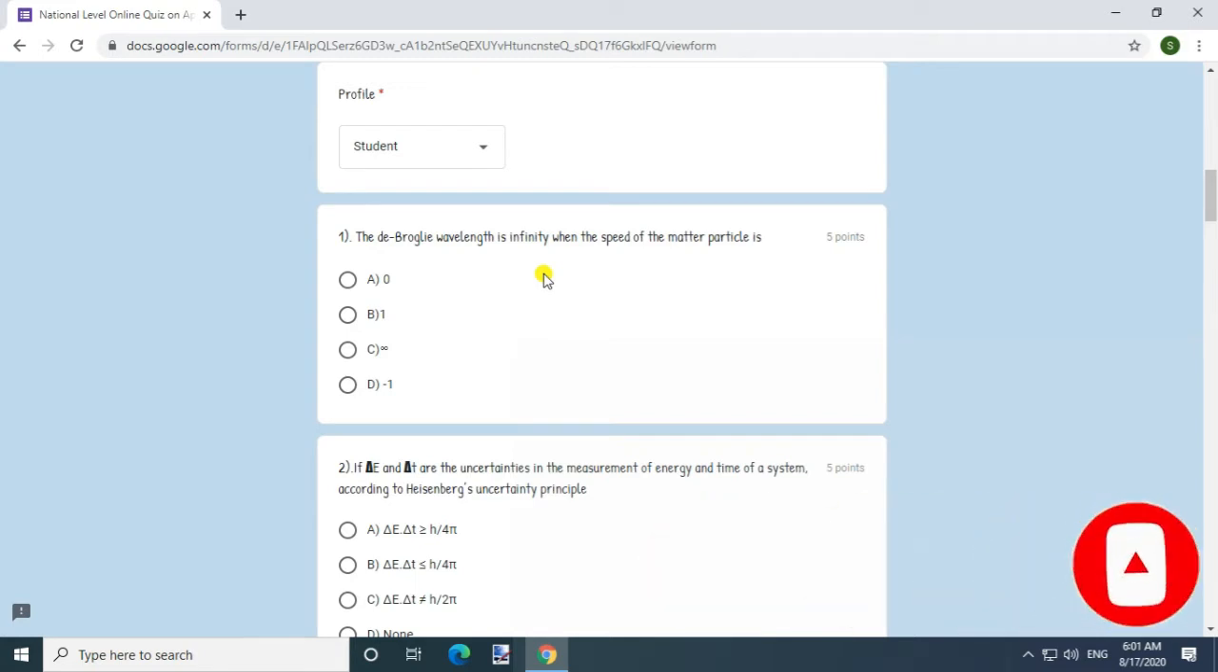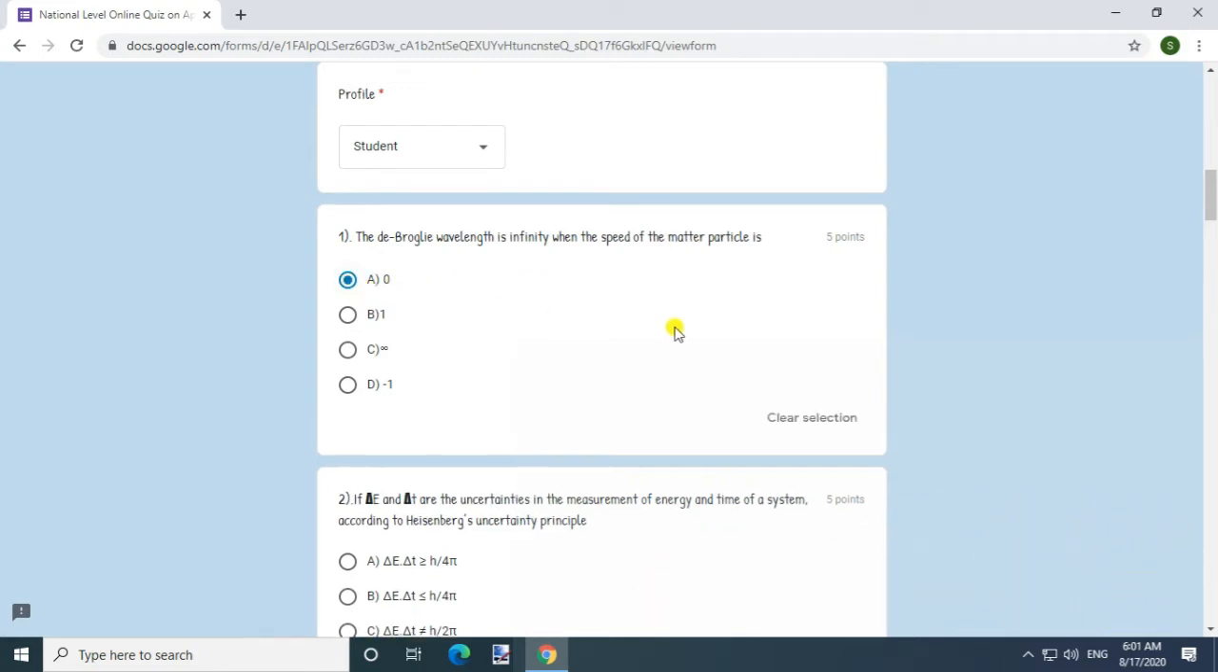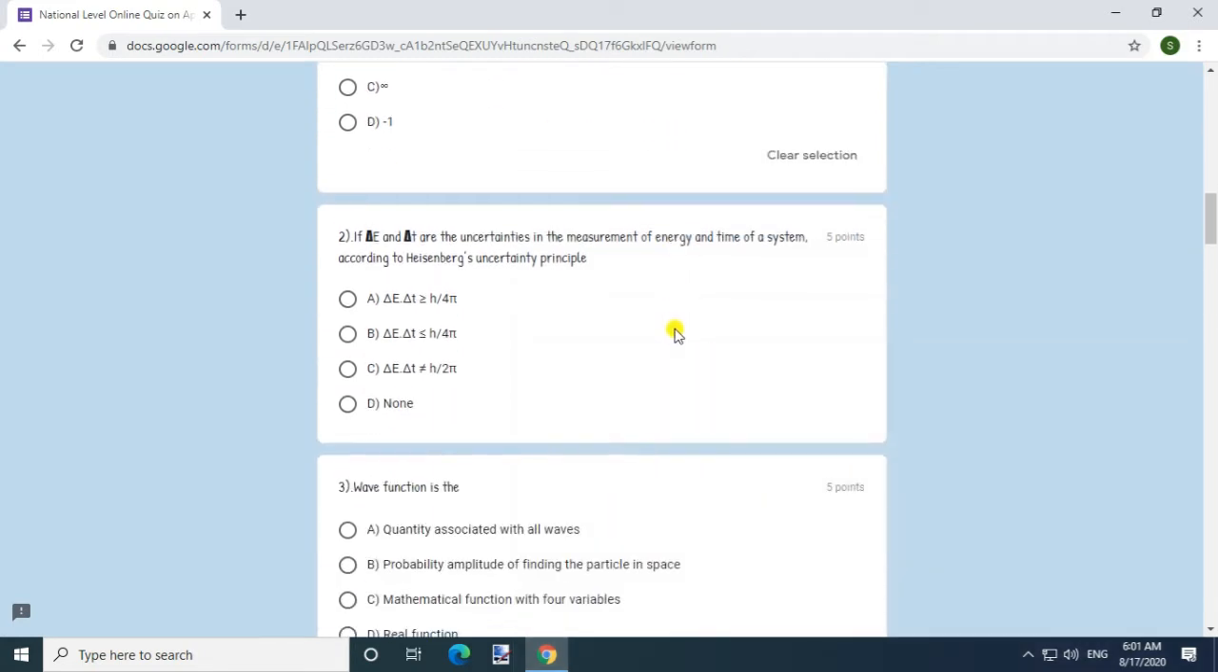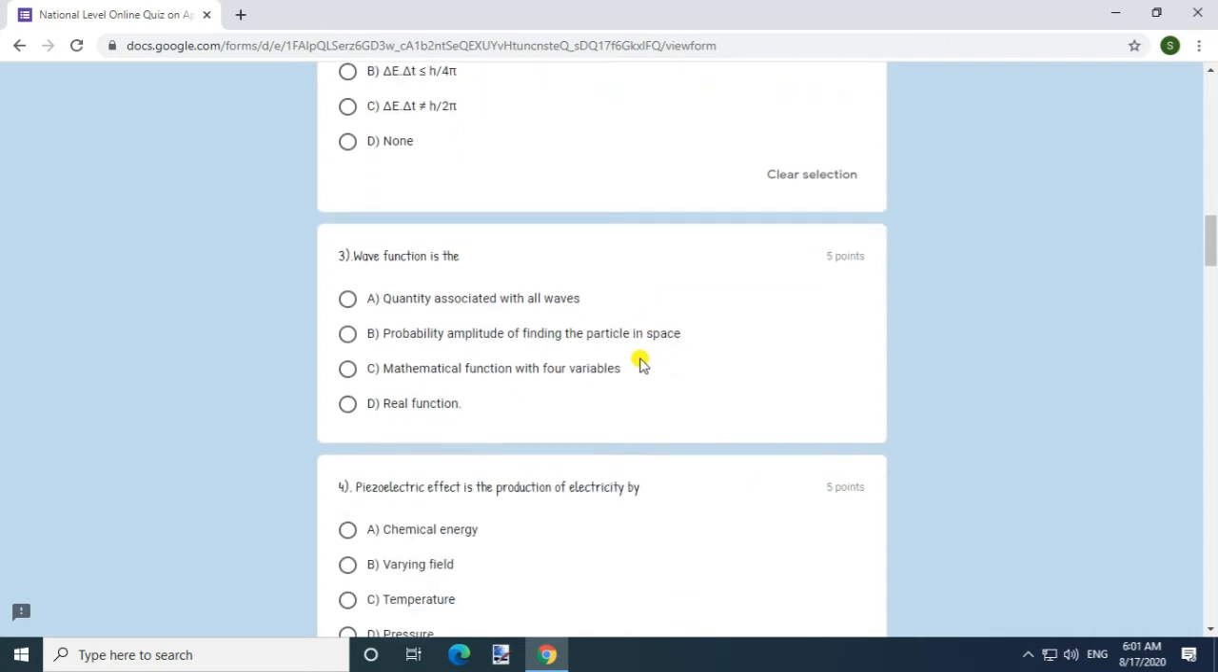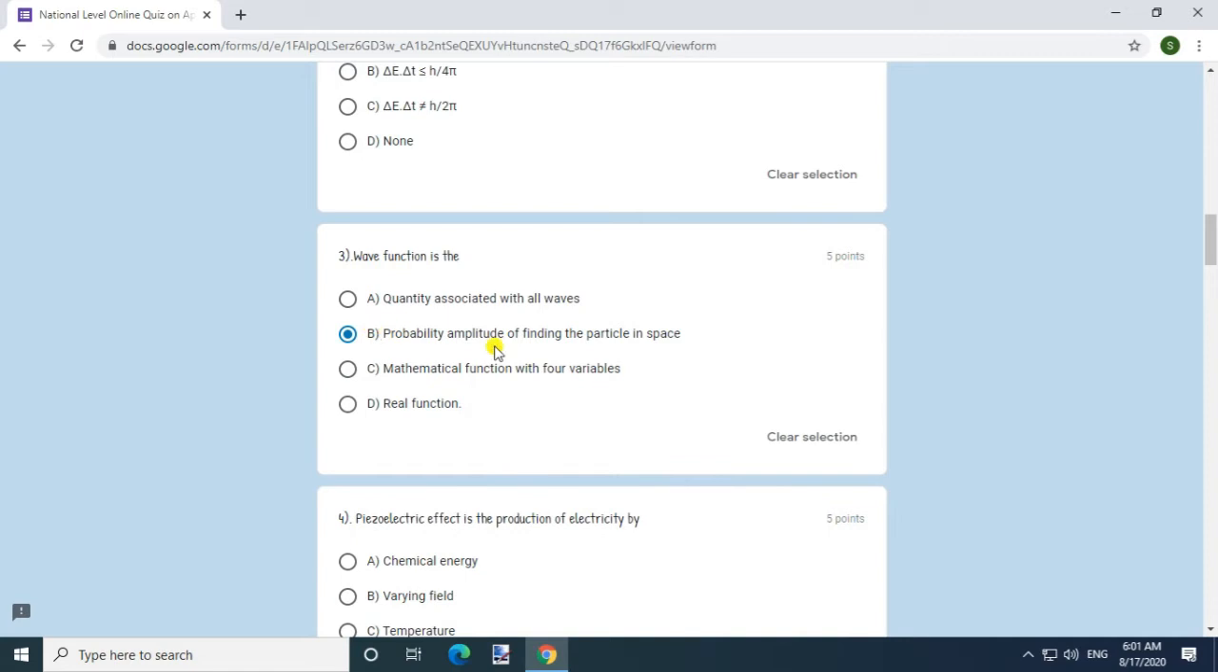Answer A, 0. Question 2. If delta E and delta T are the uncertainties in the measurement of energy and time of a system, according to Heisenberg's uncertainty principle. Answer A, delta E delta T is greater than or equal to h/4π. Question 3. Wave function psi is. Answer B, probability amplitude of finding the particle in space.